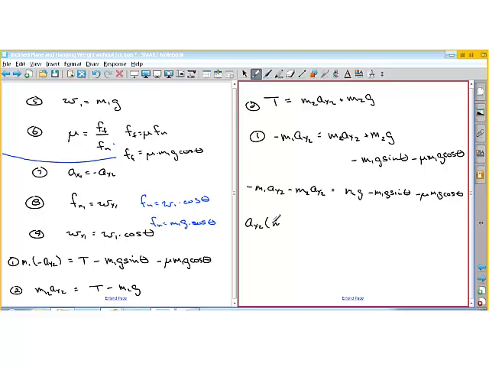So I factor out the unknown. Again, I'm going to do what I did last time. I'm going to change the sign of everything. So these will become positive and that will become negative. So I'll have m1g sine of theta plus mu m1g cosine of theta minus m2g. And then I divide by the term in the parentheses. So the numerator will be just the right-hand side.